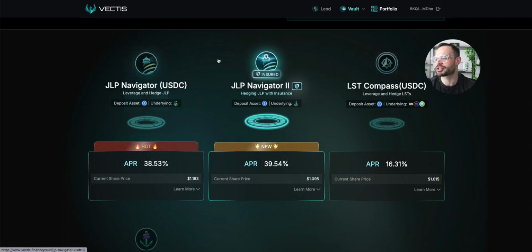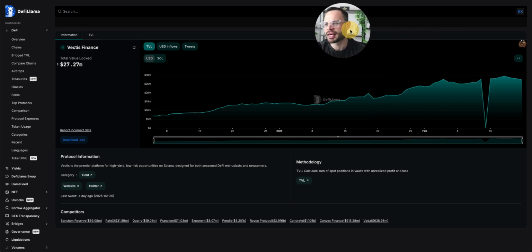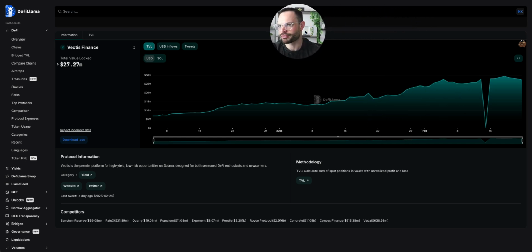So let's jump back over to Vectis here. Again, Vectis, as a very quick overview, is a relatively new protocol in the DeFi space. Given that we're using it for the JLP token, we must note that Vectis is a Solana-based protocol. You can see that the TVL has been growing on Vectis. It's grown from about 6 million when it launched at the end of last year, so about 6 million in December, to over 27, 28 million in terms of TVL today.